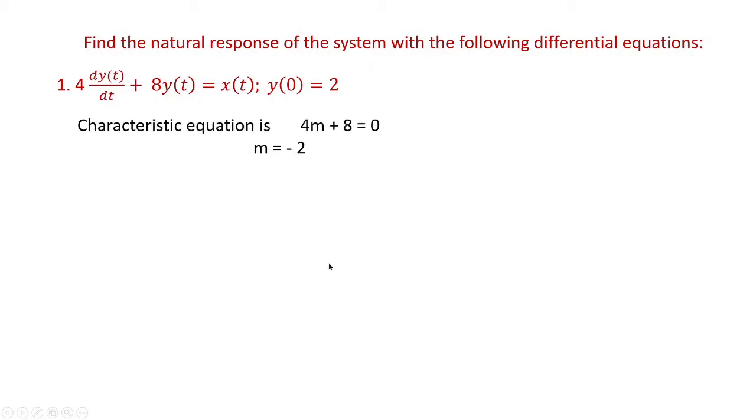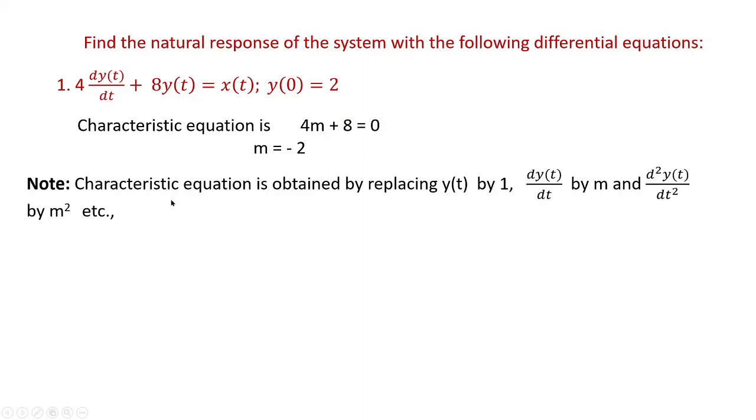So as a first example, the problem is to find the natural response of the system described by the differential equation 4 d by dt of y of t plus 8y of t is equal to x of t with initial condition y of 0 is equal to 2. So write the characteristic equation for this differential equation.